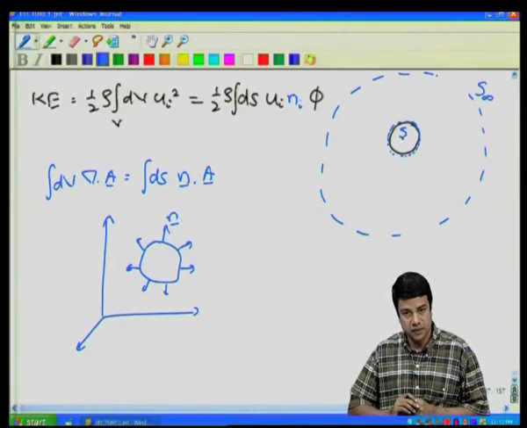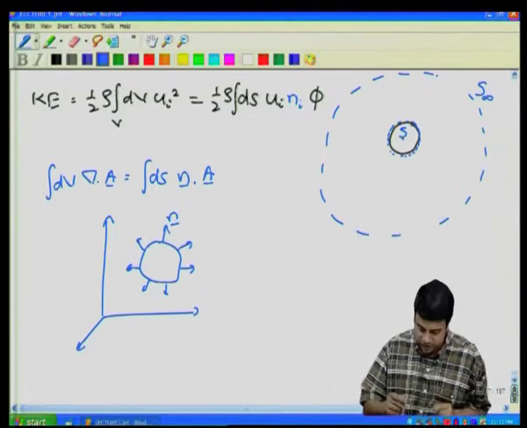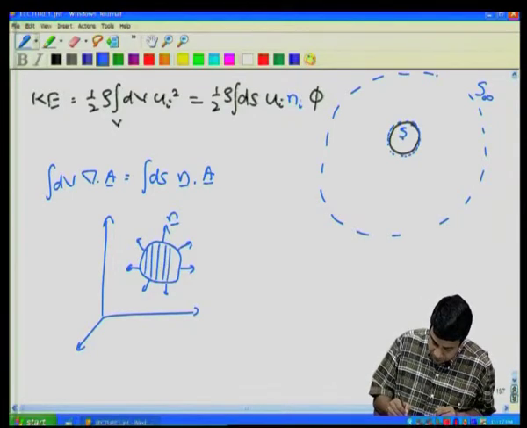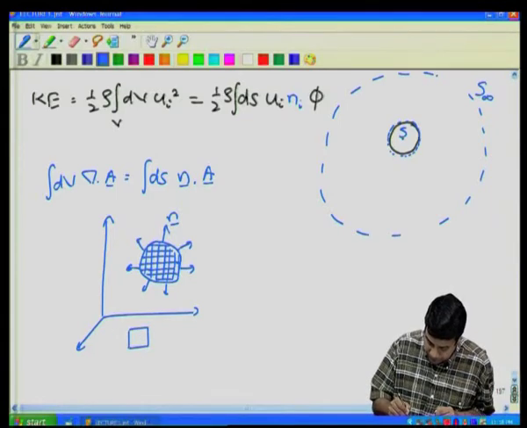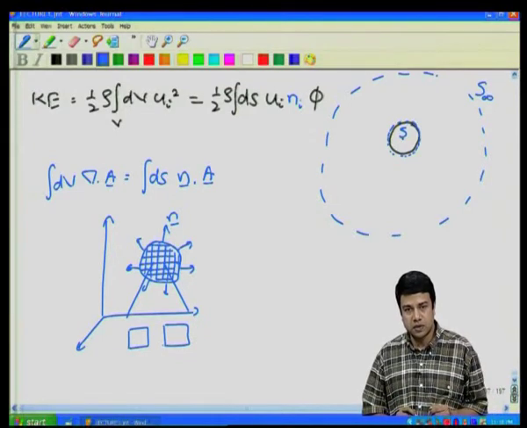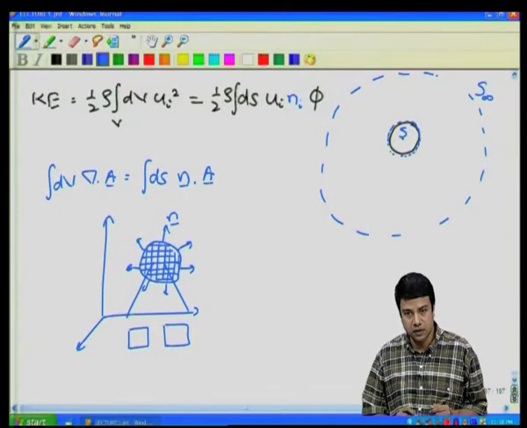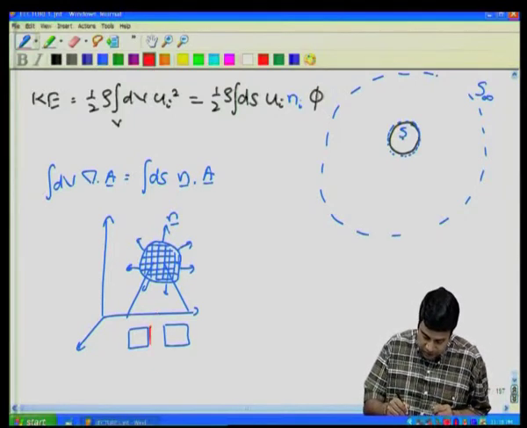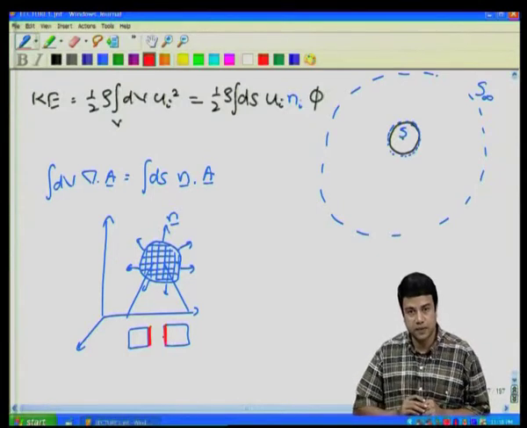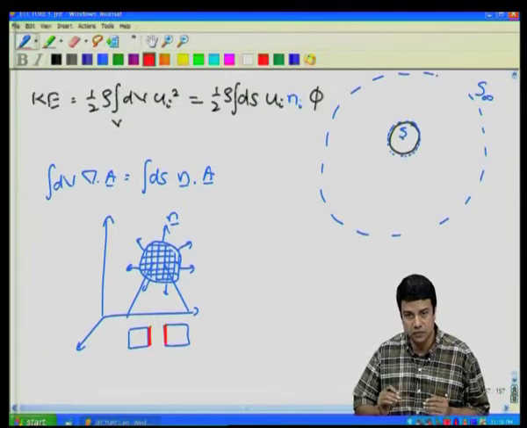Then we divided this volume into small little bits. And we looked at two adjacent volumes. We found that the contributions to the integral of the divergence of A over these two adjacent volumes reduce to a surface integral over the surfaces of these two volumes. Now, these two volumes have this common surface. The flux through this surface is the same, because what leaves one volume comes into the other volume.